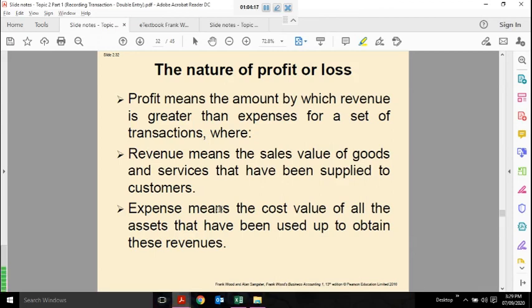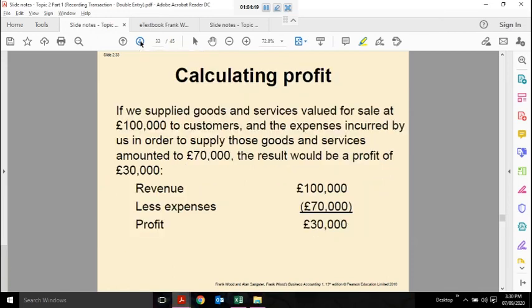Okay, now revenue means the sales value of goods and services that will be supplied to your customer. Meanwhile, expenses is the cost of everything that you need to use for your business. So here expense means the cost value of all the assets that have been used up to obtain these revenues. So meaning, in order for you to have your revenue, you should have the expenses first, because without these expenses, you cannot achieve your revenue. You cannot achieve whatever your goals.